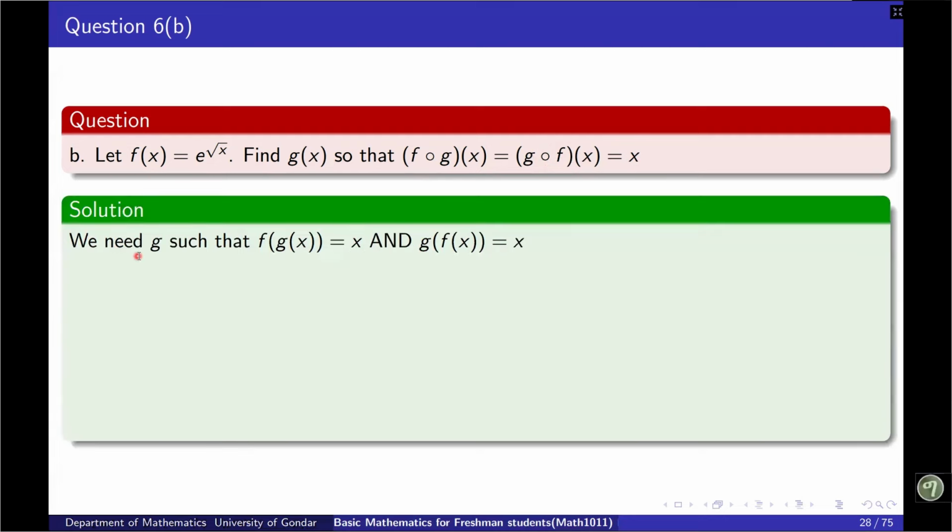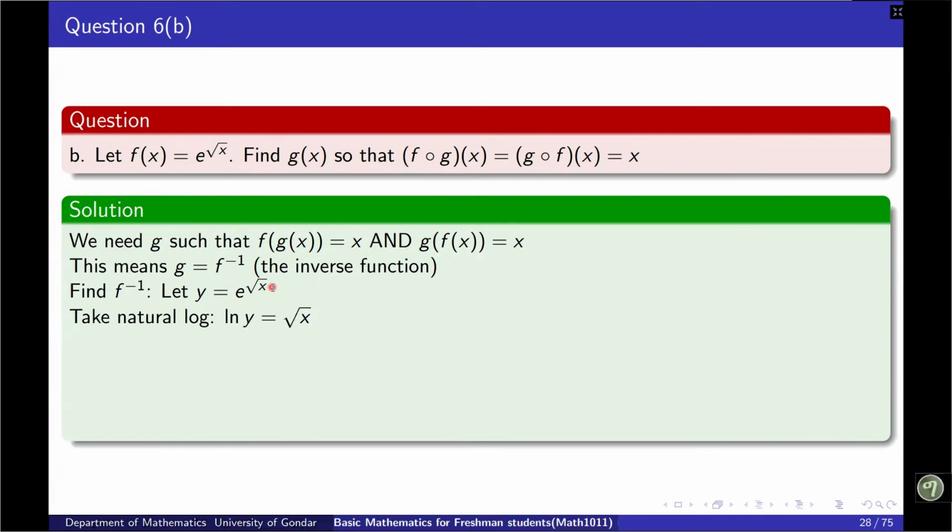We need g such that f of g of x equals x and g of f of x equals x. This means g is equal to f inverse, the inverse function. So let's find f inverse. In order to find f inverse, let us start by letting y equal e to the power of the square root of x. So the inverse could be found by taking the natural logarithm of both sides of this equation. We have ln y equal to ln of e to the power of the square root of x, which is the square root of x.